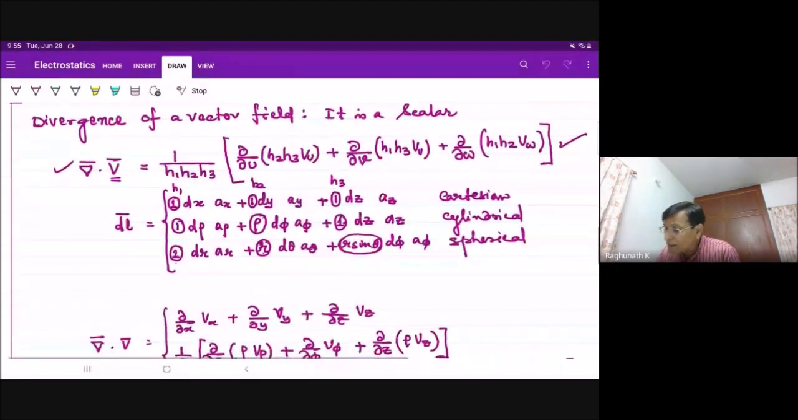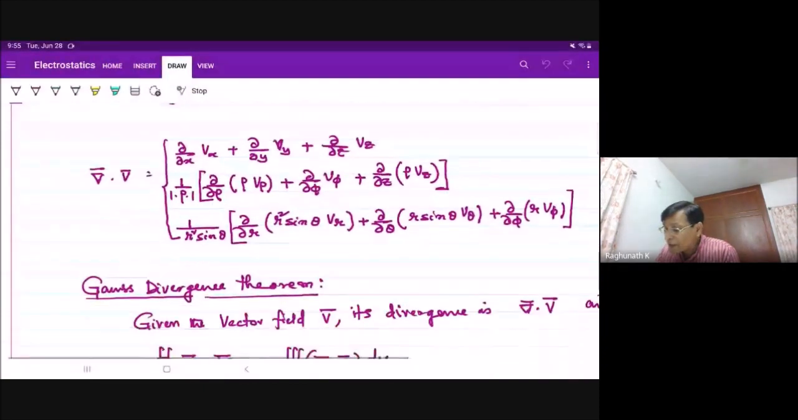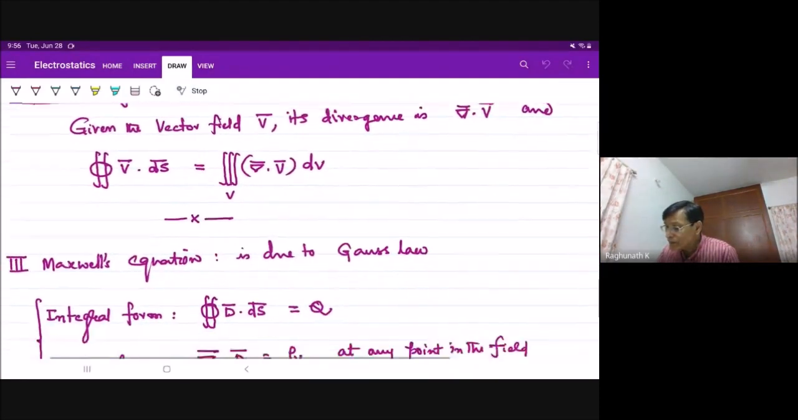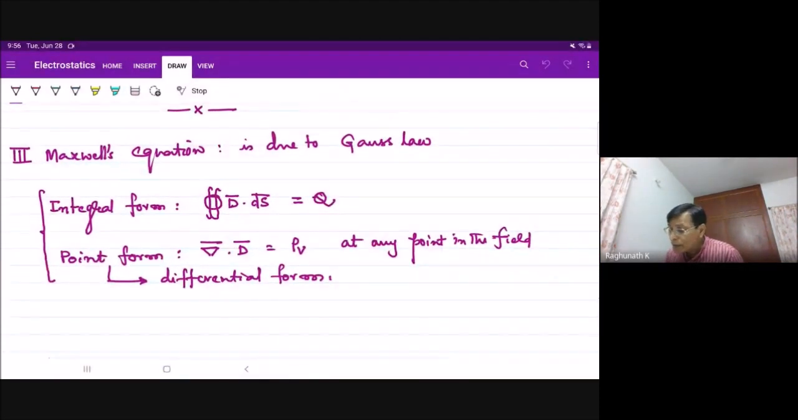Divergence of a vector field, I told. General expression I gave in different coordinate systems. Then Gauss divergence theorem we stated. Ultimately, I spoke about third Maxwell's equation because they numbered it 1, 2, 3, 4. He numbered it as a mathematician. This is what we study in Maxwell's equation. First equation that I study is Gauss law. That is third Maxwell's equation according to Maxwell's numbering. But we have to remember this as third Maxwell's equation only.